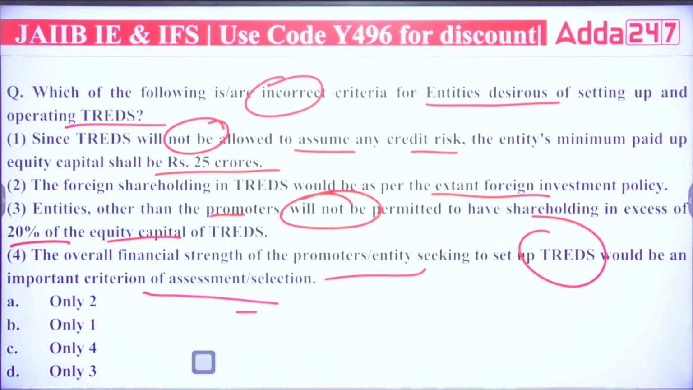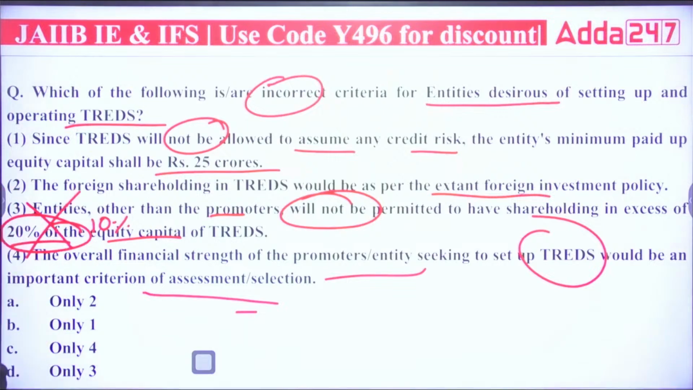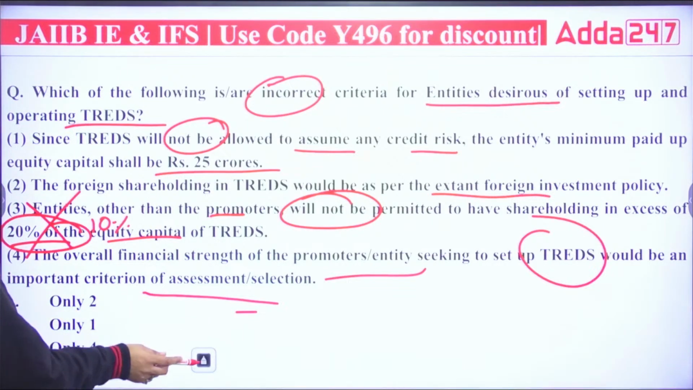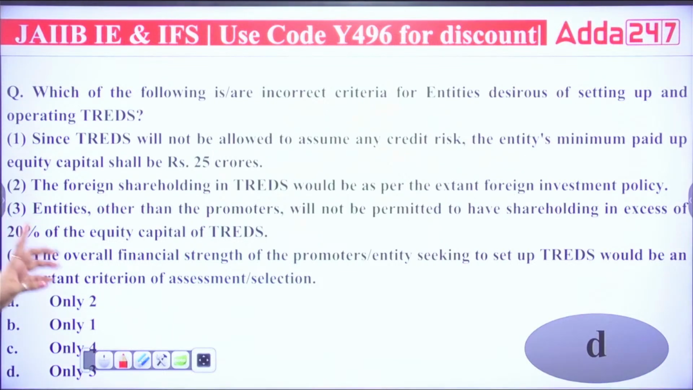So out of these, you have to answer which of the following is actually not correct. A, B, C or D. And the right answer here will be all are correct, but not the third statement. Because if you talk about shareholding in excess of 20% of equity capital, it is not 20%, it is 10%. So the right answer is third is wrong. So right answer will be your D. Only third is incorrect. All the others are correct.